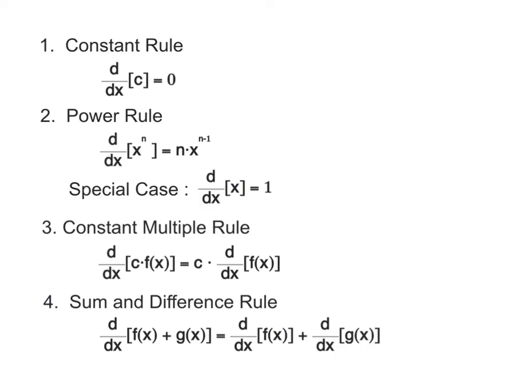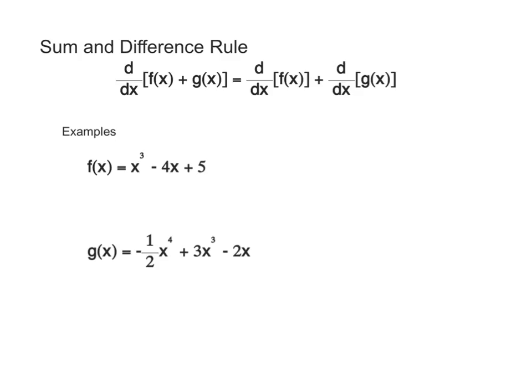The last rule we're going to do is the sum and difference rule. This is what's going to actually put all this together for polynomial functions. What it says is you can actually add or subtract two functions, f and g. Then the answer will be the derivatives of each one of them separately. So you can add them or you can subtract them. Okay, here's some examples of this.